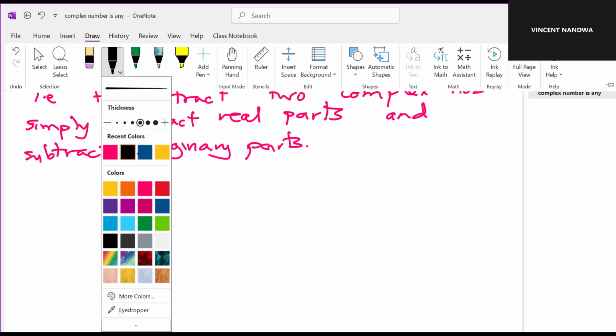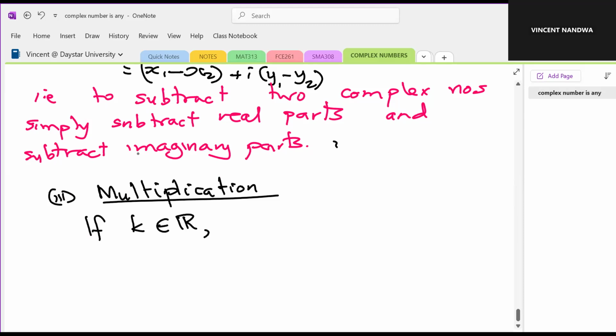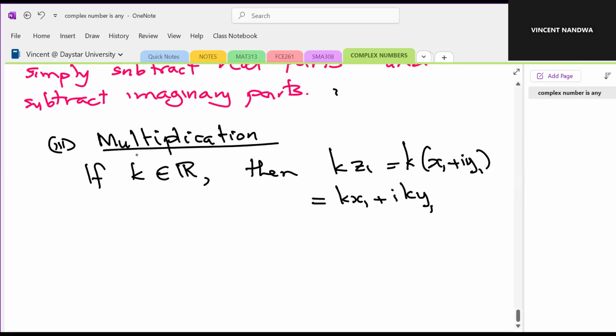Then for multiplication, you can take it in two parts. So if K is a real constant, then K Z1 will be K times X1 plus iY1, and that will give us KX1 plus iKY1. So when you have just a real constant, you multiply by a complex number, then that constant multiplies both the real part and the imaginary part.